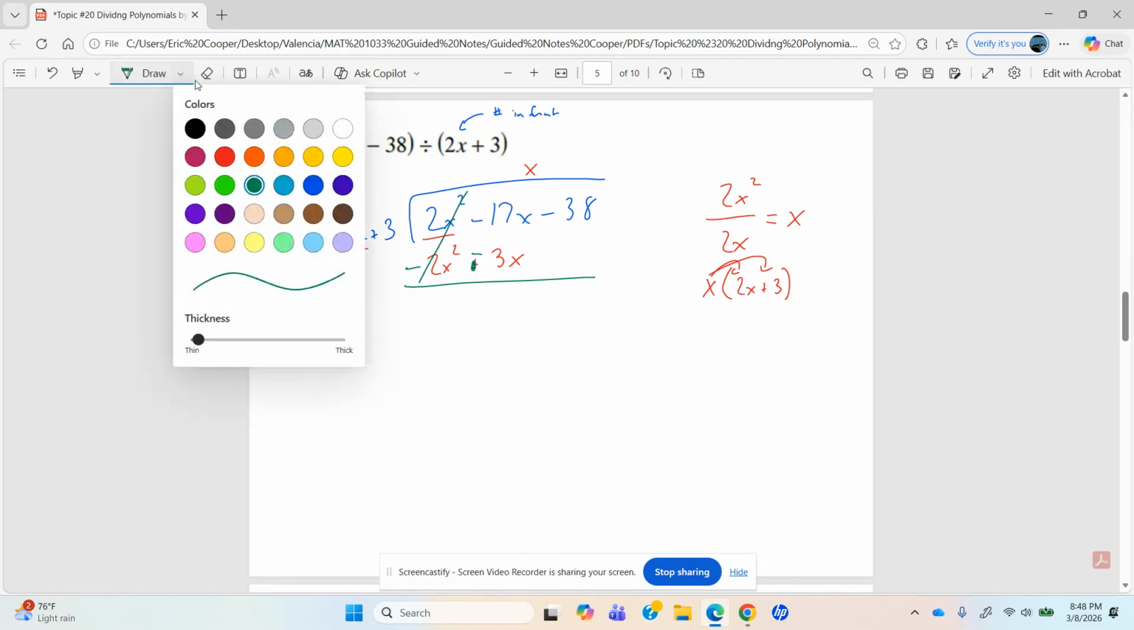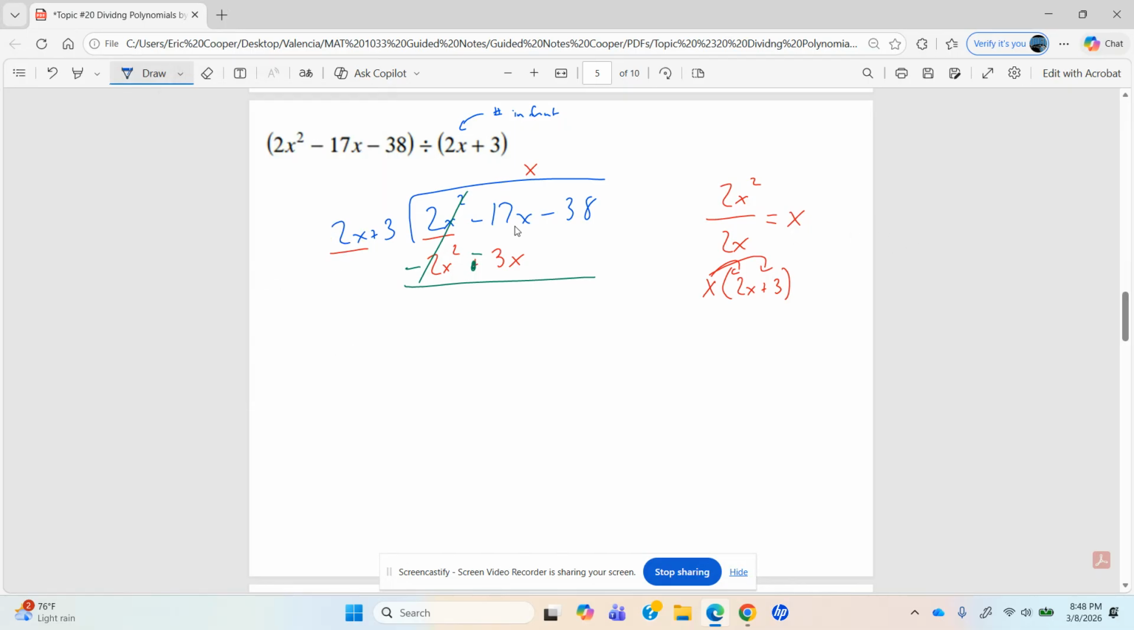The front terms should always cancel out, which they do here. And then I'm going to go through and do what I have here. Negative 17 minus 3 is negative 20x. And we'll drop down the negative 38 here with it. Now we're going to start the entire process again. We're going to look at the front two terms. I've got a negative 20x and a 2x. Those are the things that I'm going to divide.